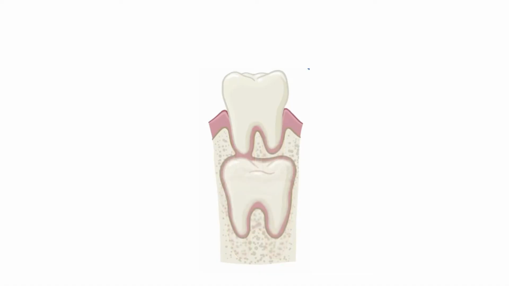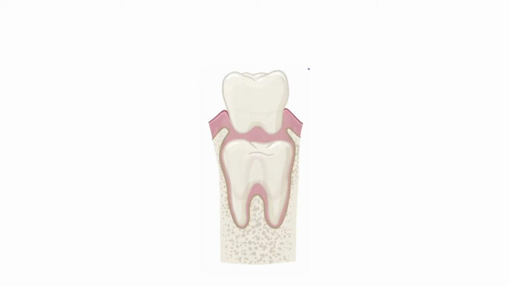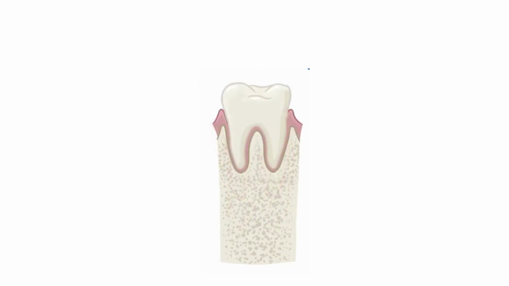Hi, we're going to talk about the phases of tooth eruption. Now, what is tooth eruption? Eruption is a process by which a tooth moves from its developmental position in the jaws to the functional position in the oral cavity. It involves the tooth moving through the bone and oral mucosa to reach the occlusal plane.